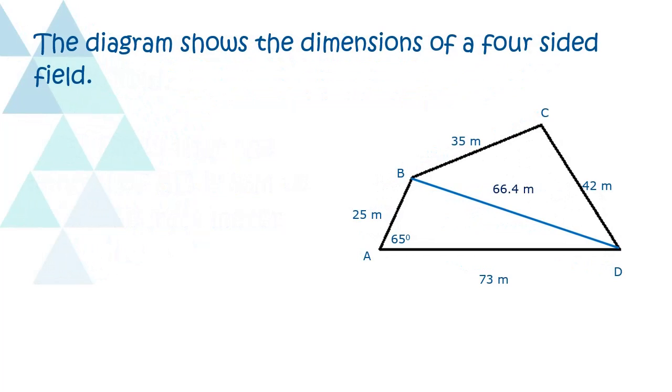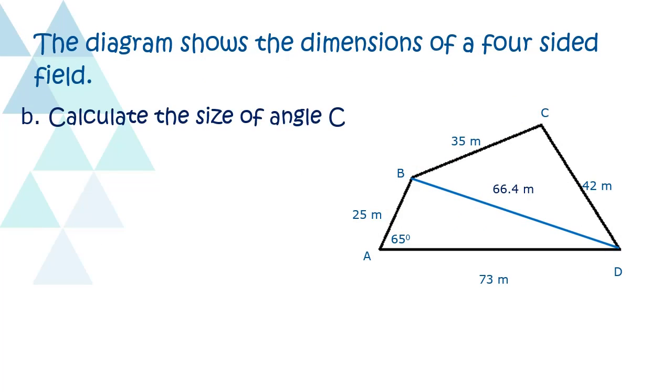Part B says to calculate the size of angle C. Let us look at the triangle BCD. As you can see, we have the length of the three sides, right? This means that we can use the cosine rule to find the angle.